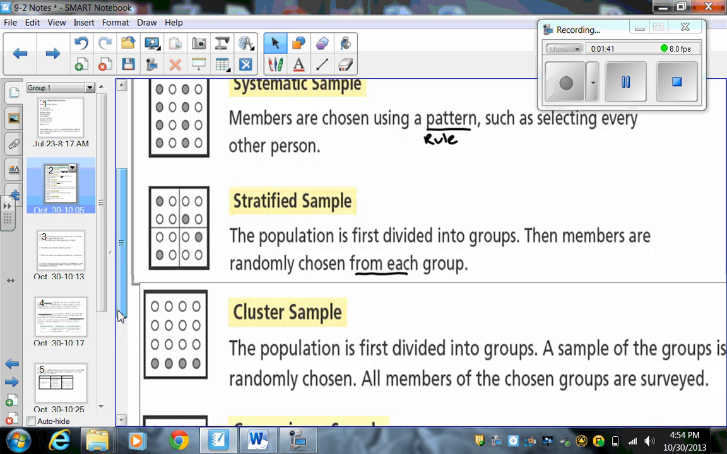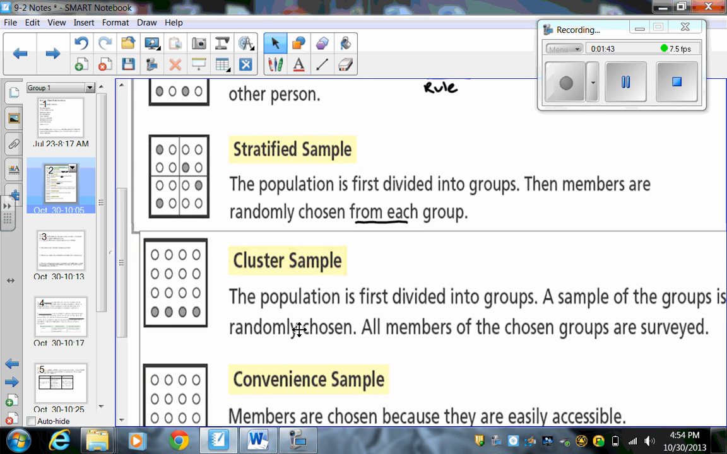A cluster sample is when the population is divided into groups and then the sample is choosing one or more of the groups and you survey everybody within that group. So the difference between stratified and cluster is that in a stratified sample, somebody from each different group that you've divided the population into is picked, whereas in a cluster sample, you're dividing them and then picking an entire group.